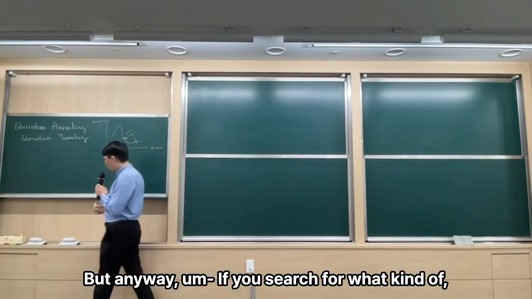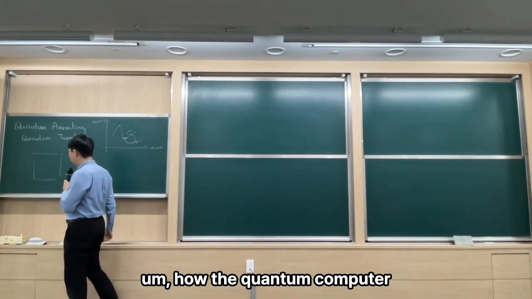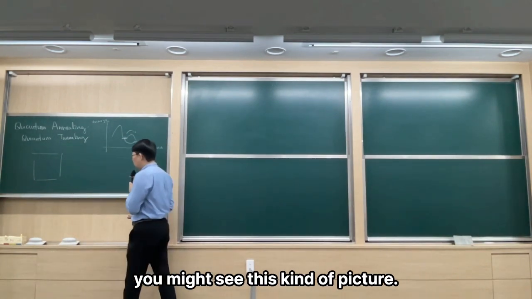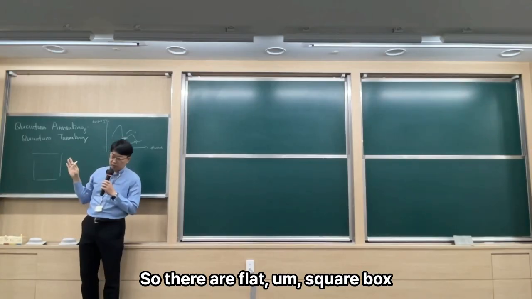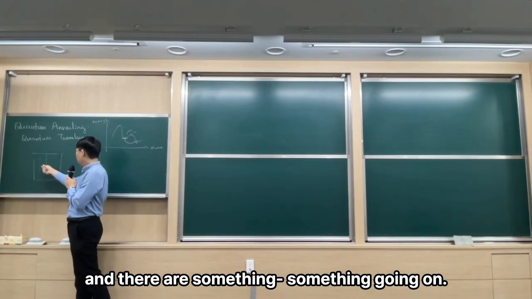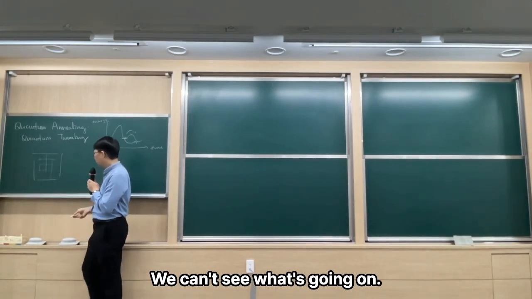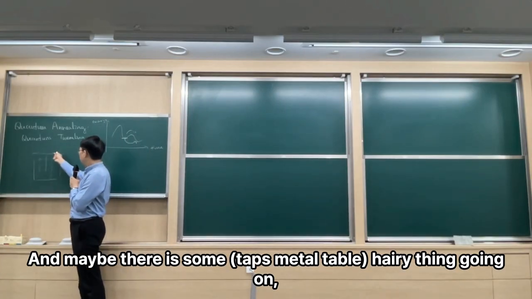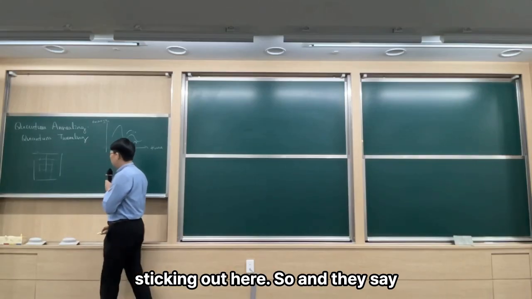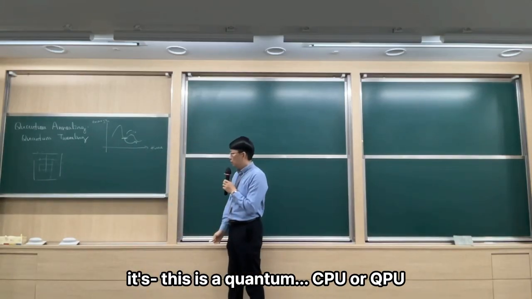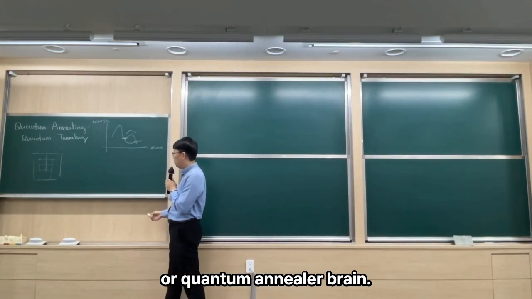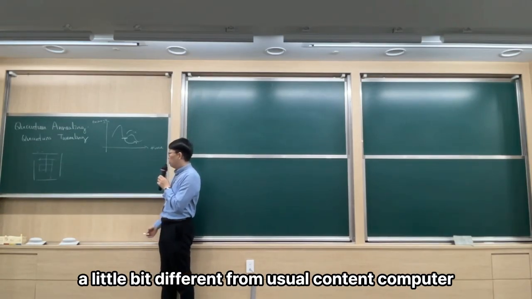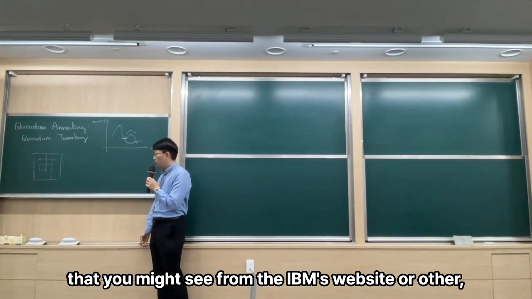But anyway, if you search for what the D-Wave quantum annealer looks like, you might see this kind of picture. There is a flat square box, and there are lots of circuits inside, and maybe some hairy thing sticking out here. They say this is a quantum TPU or QPU or quantum annealer brain, and this looks a little bit different from the usual quantum computer that you might see on IBM's website or elsewhere.